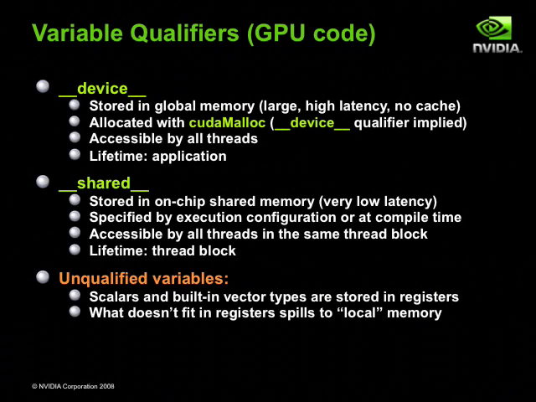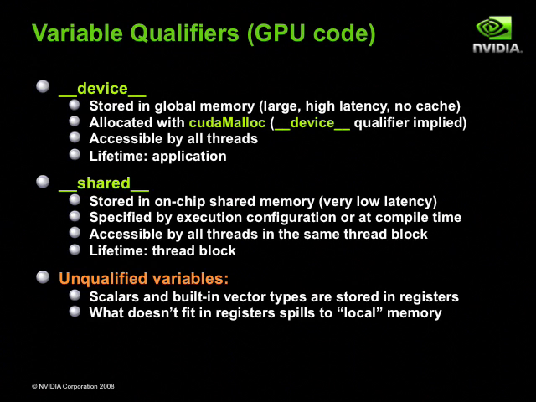Just as CUDA has function qualifiers for indicating where functions are invoked and where they are executed, CUDA has variable qualifiers used to indicate in which memory space a variable resides. The __device__ variable qualifier can be used to designate that a variable resides in global memory, which is large, has high latency, and is not cached. Memory allocated with cudaMalloc is an example of device memory, is accessible by all threads, and has the lifetime of the application.